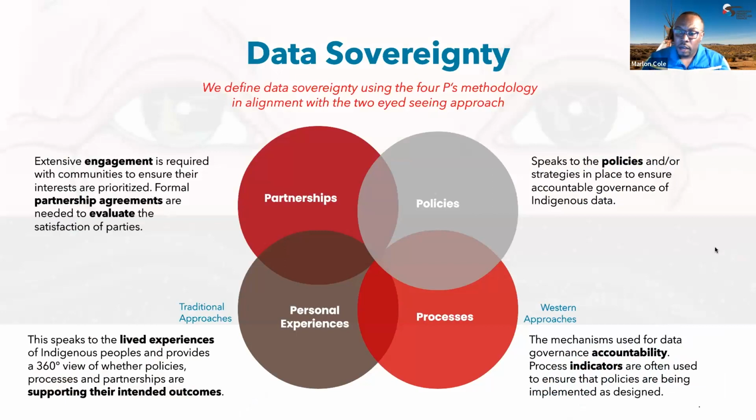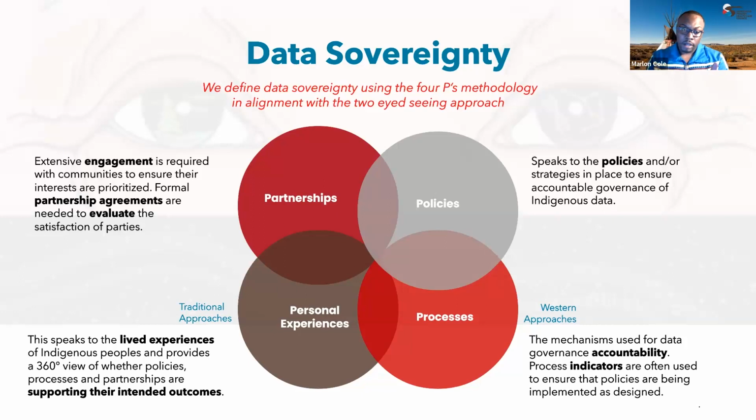Final slide for me, and data sovereignty. How do we look at data sovereignty? And initially when we heard Prab mention bridging the gap, in order for us to bridge the gap, we have to look at two different approaches. One, the Western approach and the traditional approach, and it's often called the two-eyed seeing approach, right? So now how we define sovereignty is merging or amalgamating the Western and the traditional approaches to develop this one model or this one framework, right? So we define sovereignty in 4 Ps.